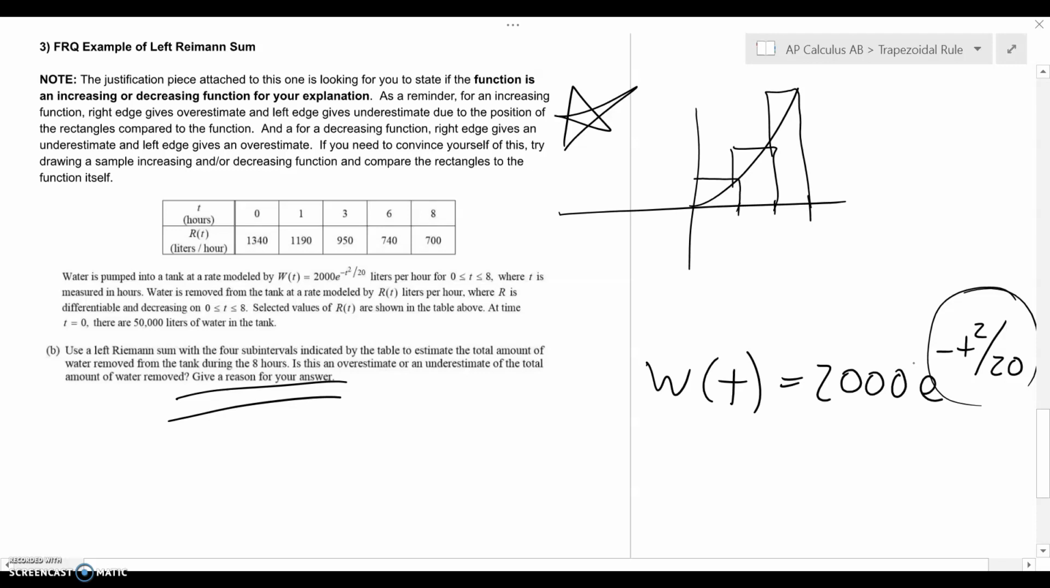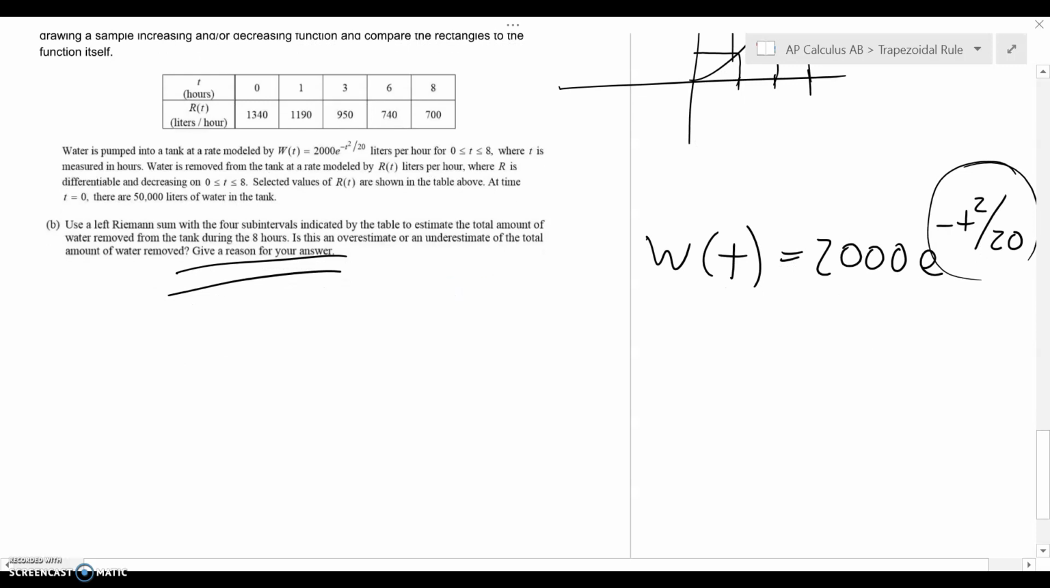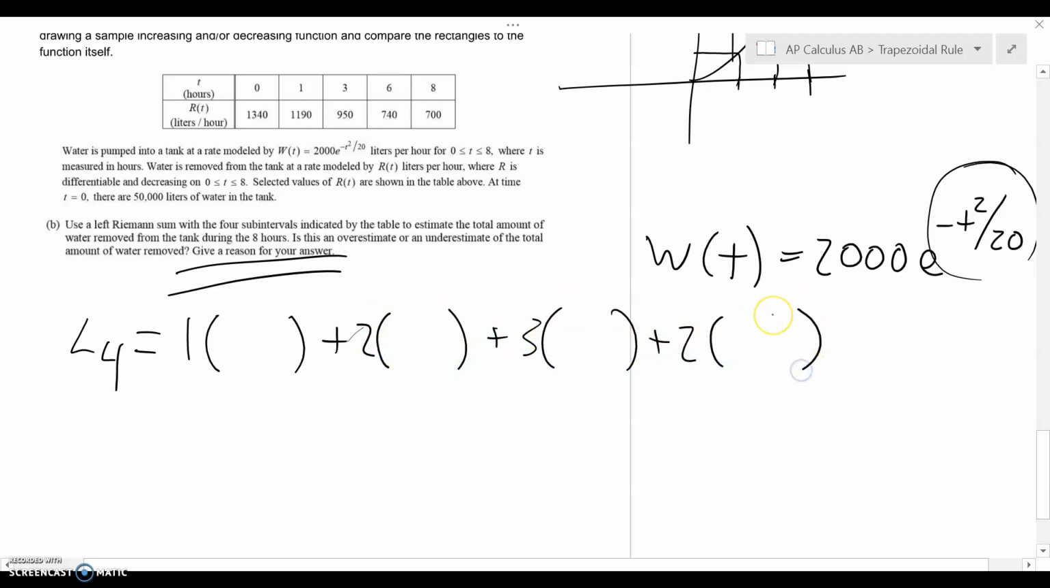So if we want a left Riemann sum, just a left, not a trapezoidal, and we want to do 4 subintervals. So left edge, 4 subintervals. First subinterval has a width of 1. Second has a width of 2. Third one has a width of 3. And the last one has a width of 2. And that's just looking at the gap between these two values, these two values, these two values, and these two values. I'm then using lefts, so I'm going 1340, 1190, 950, and 740. This is a calculator question, so fear not on this.